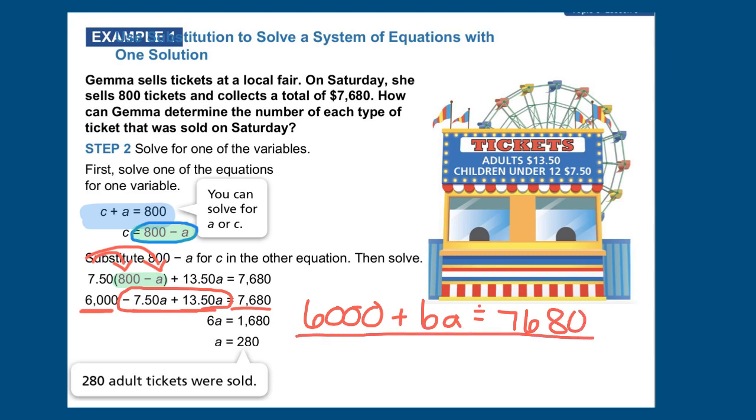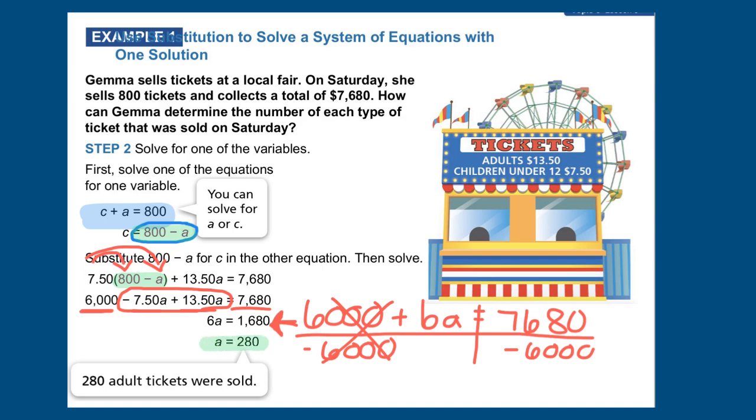This, my friends, is a 2-step equation. So we're going to subtract 6,000 from each side, and that's how they got right here. They skipped a couple steps, which I'm not a fan of, so I put them in for us. You'll divide both sides by 6 and you'll get 280 tickets were sold for the adults.